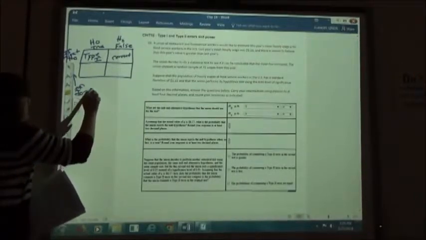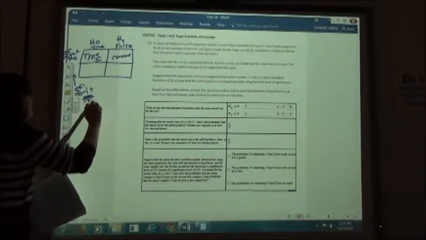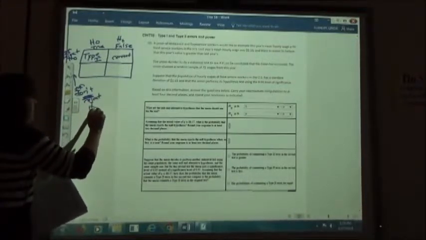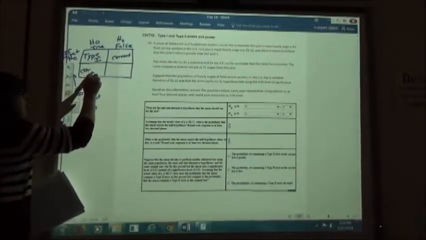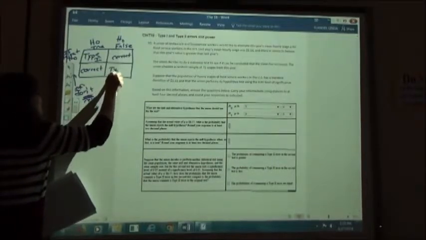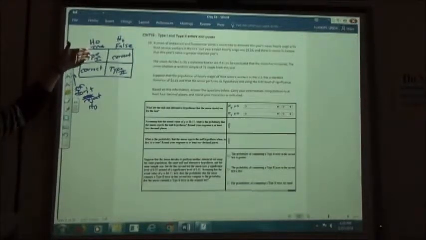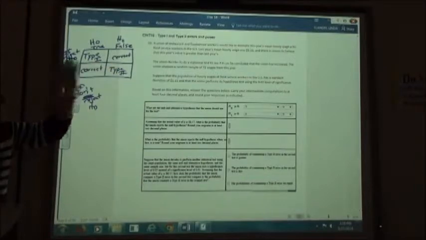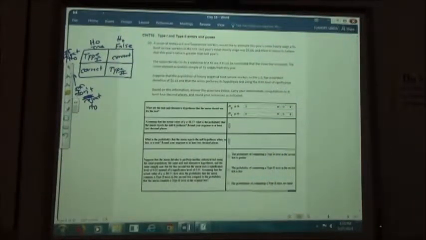If we don't reject, I don't know why they just don't say accept, but they say don't reject the null. If we don't reject the null and it was true, that would be the correct thing to do. Otherwise, we have what's called a type 2 error. So if we reject the null, type 1 error. If we don't reject the null, type 2 error. Problems 4, 5, and 6 talk about that. But we'll talk about them some more.